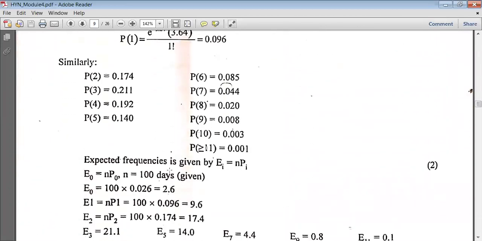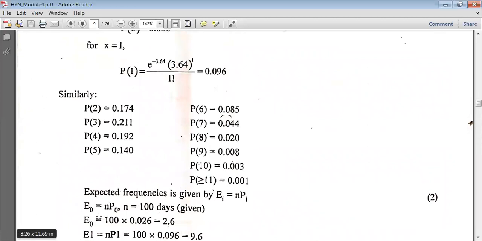Next, the second step is to calculate the expected frequency. To calculate the expected frequency, the formula used is Ei is equal to N into Pi. This is the formula. Initially we got P naught, and the same way we will get E naught. E naught will be equal to N into P naught.